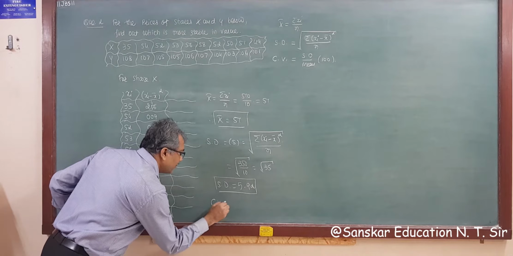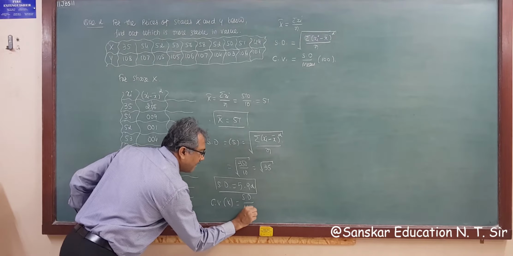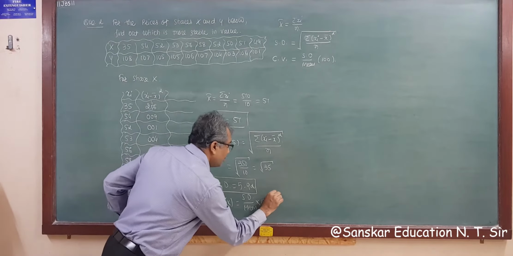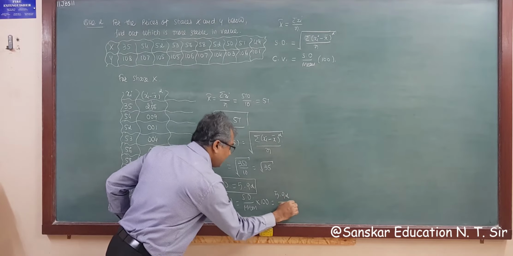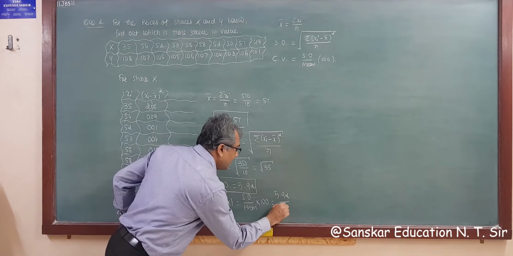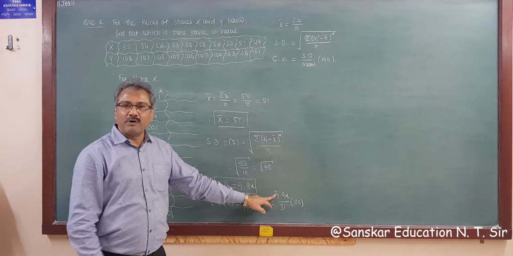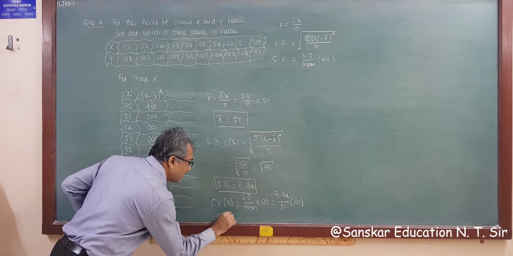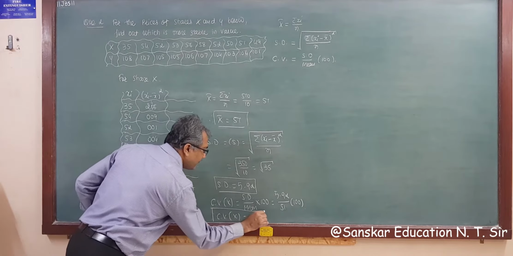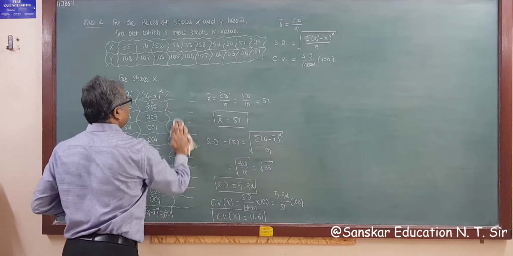Now CV for share X. CV for share X is equal to standard deviation upon mean into 100. Now standard deviation is 5.92, so 5.92 divided by mean, mean is 51, into 100. So this is 11.61. So CV for X is equal to 11.61. That is your first answer for share X. Now this is not required, so I am cleaning this up.